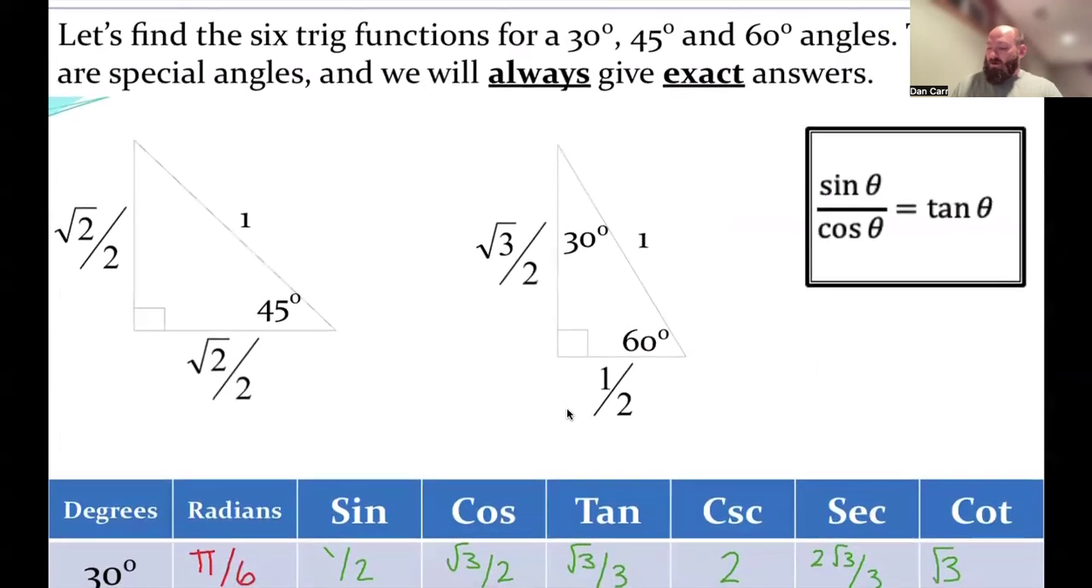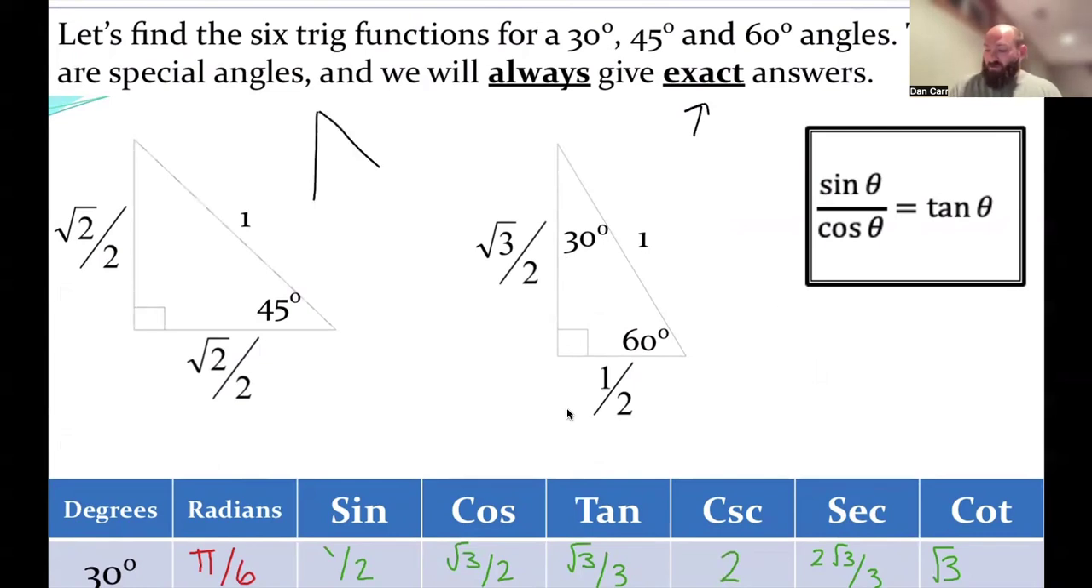All right. So let's find our 6 trig functions for some classic special triangles, 30, 60, 90, and a 45, 45, 90. So these are going to be special angles, and we always want to give exact answers. Okay? So normally we would do something like this. For a 45, 45, 90, I would do 1, 1, root 2. But if we decide to take everything here divided by root 2, we get 1 root 2 over 2, root 2 over 2.